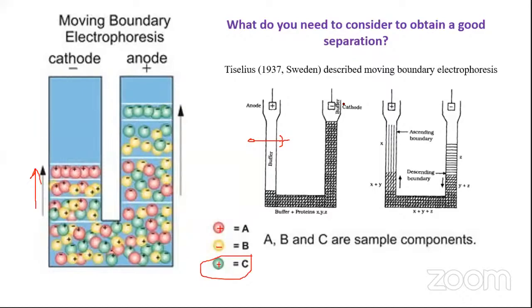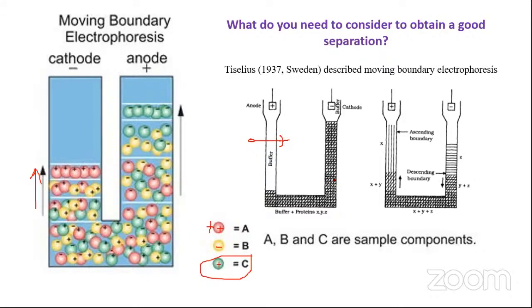Obviously, C will get attracted towards the cathode, but A is also getting attracted towards the cathode, right? So will you resolve A from C? That's the question. It is not going to get separated well unless you know something more about C. So if I say that A has two positive charges, B has a negative charge, and C has one positive charge, now can you say that A will get separated from B and C?